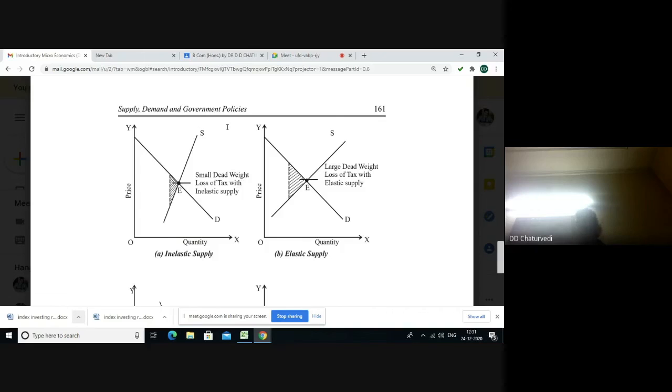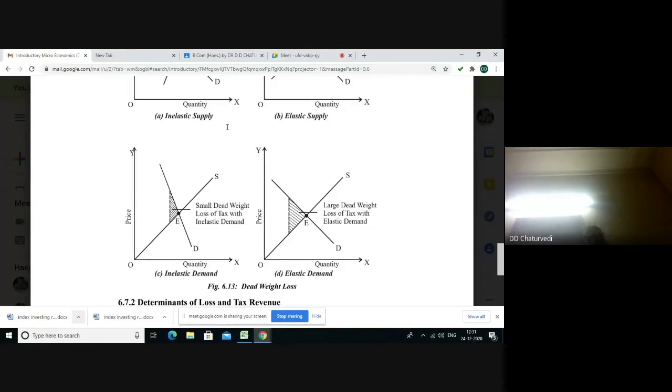That means deadweight loss shown by the shaded area in figure 6.13a and b, it is greater with elastic supply curve and it is lesser with inelastic supply curve for the same tax per unit, that is for the same gap between demand and supply curves.